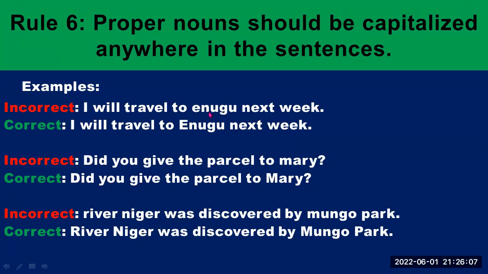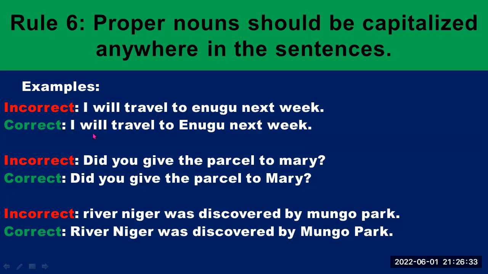Enugu is the name of a state, so it is incorrect because writing this proper noun with a small letter, but the rule says that proper nouns should be capitalized anywhere in the sentences. So wherever you have a proper noun in a sentence, it must be capitalized. That means it must start with a capital letter.